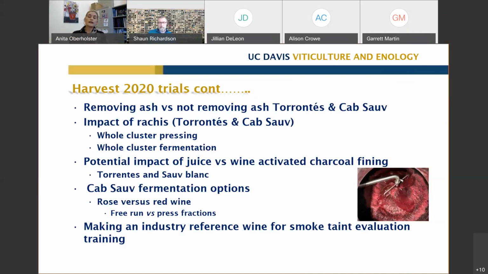And then I also made quite a large quantity of what I would call a 9 out of 9 smoke taint rating reference wine, from a vineyard that was surrounded by fire. So the idea is, when one day we can do workshops in person again, I would love to set up some training sessions about how to evaluate for smoke taint using these reference wines.